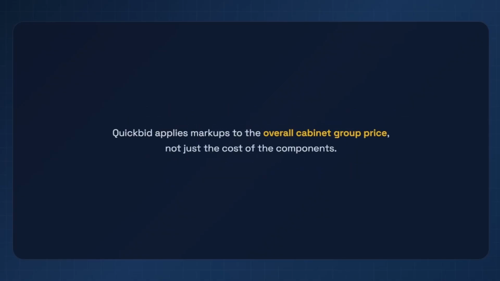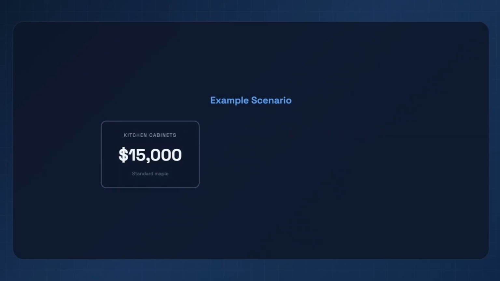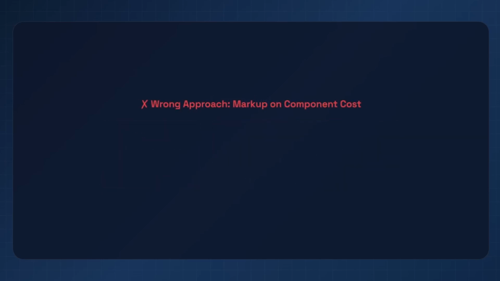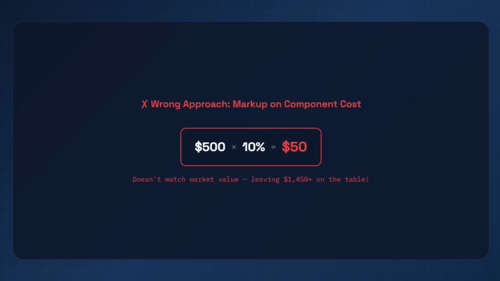Quickbid solves this by applying drawer box markups to the overall cabinet group price, not just the cost of the drawer boxes themselves. Let's walk through the math with a hypothetical example. A kitchen has cabinets totaling $15,000 before markup. You know from experience that kitchens with walnut dovetail drawer boxes can sell for at least $1,500 more than the standard maple. Let's say the walnut drawer box costs $500 including labor and materials. A 10% markup on $500 equals $50 extra. This is insignificant and doesn't reflect the premium customers are willing to pay.